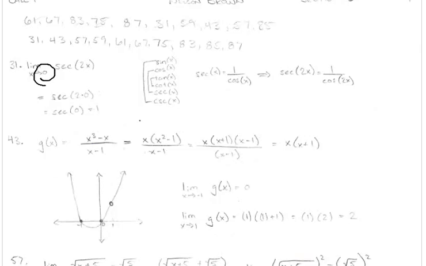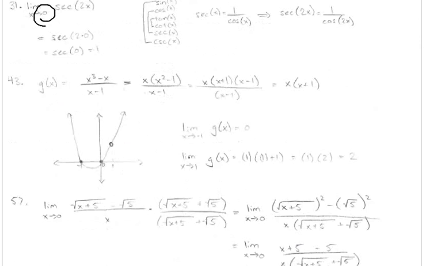So for number 43, we did this one in class. We have a function g of x equal to x cubed minus x over x minus 1, and it says use the graph to determine the limit visually if it exists, and write a simpler function that agrees with the function at all but one point. So we'll do the all but one point first.